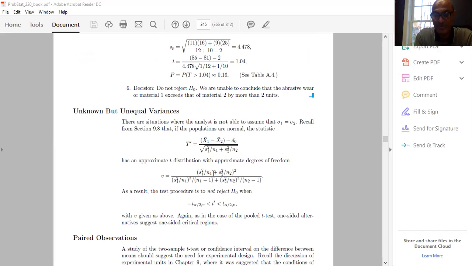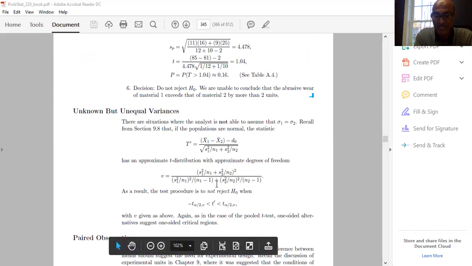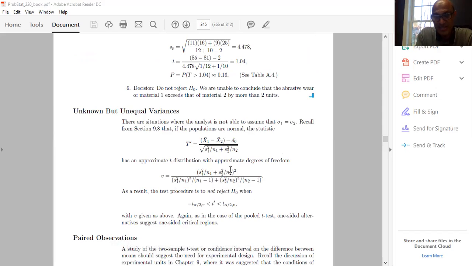You get S1 square by N1 plus S2 square by N2, and then whole square, divided by S1 square by N1 whole square divided by N1 minus 1, plus S2 square by N2 whole square divided by N2 minus 1. This is a tedious formula. All this formula is given on page number 350 of this book, in the same chapter. We will not go over there, but on page 350 all these formulas and the whole table are given. So just try to use this table for your chapters 8, 9, and 10.